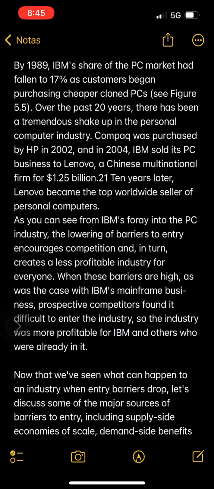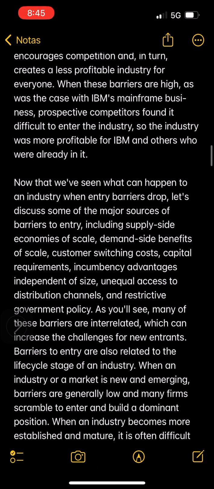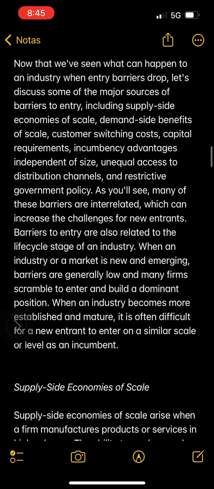Now that we've seen what can happen to an industry when entry barriers drop, let's discuss some of the major sources of barriers to entry, including supply-side economies of scale, demand-side benefits of scale, customer switching costs, capital requirements, incumbency advantages independent of size, unequal access to distribution channels, and restrictive government policy. As you'll see, many of these barriers are interrelated, which can increase the challenges for new entrants.